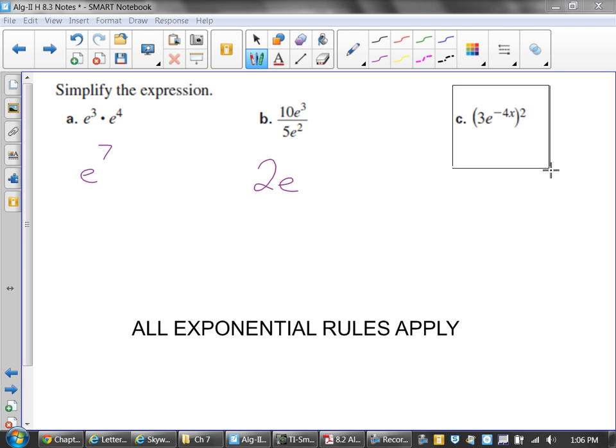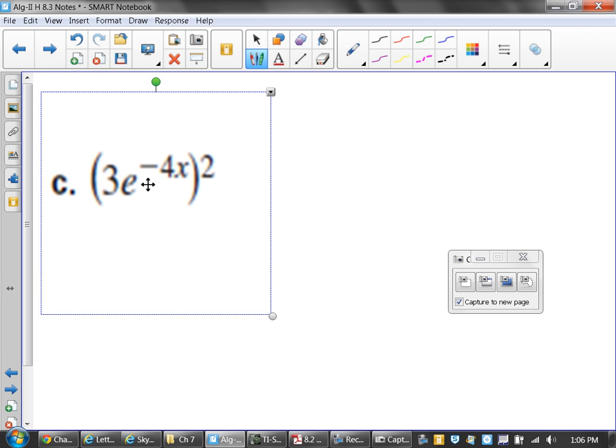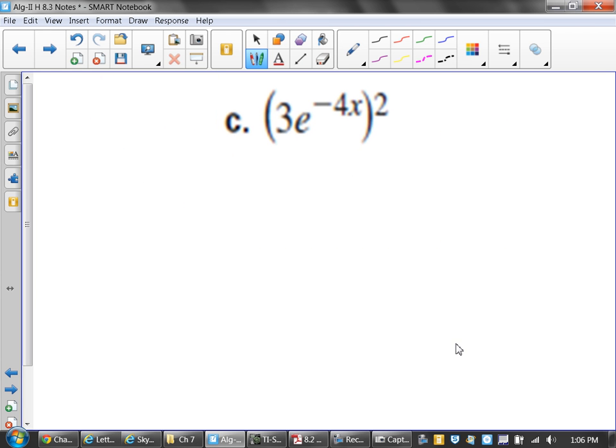And then the last one. This is where things get a little bit weird. In this case here, we have power to power. You agree? Yes. Now, we have two things going on. We have power to power with this part, and then I have 3 squared. So when that happens, we have to basically distribute that squared term to both parts. You get 3 squared, and then it's e to the negative 4x squared. 3 squared is easy.